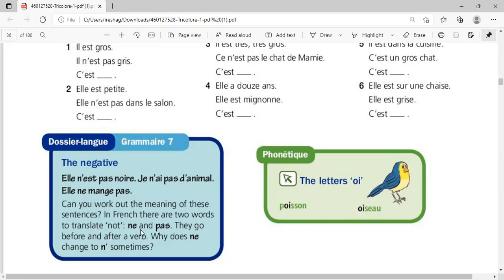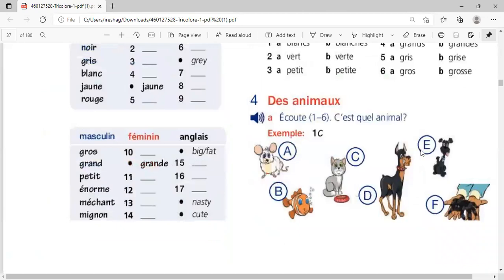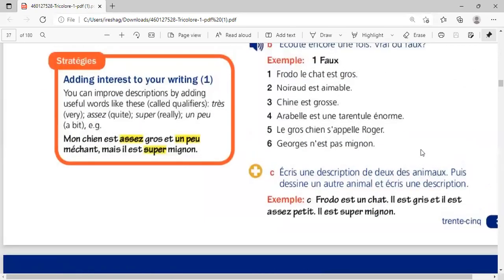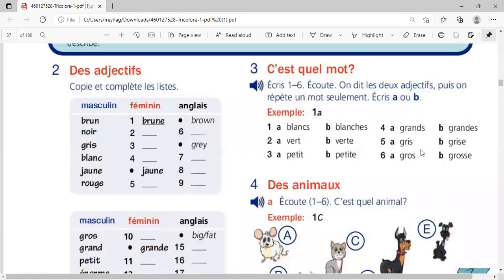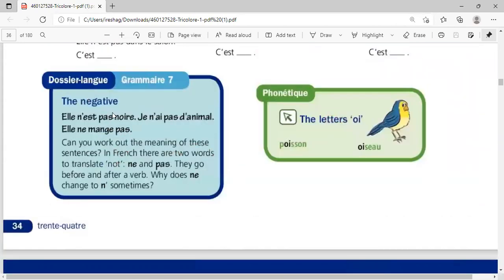Just check, maybe last week or the earlier one. Miss, we stopped from activity 2, page 35. Yeah, that is there, but I'm talking about page number 34. I'm not sure whether we did ne and pas, how to say no. No, miss. Okay. Let's do it.